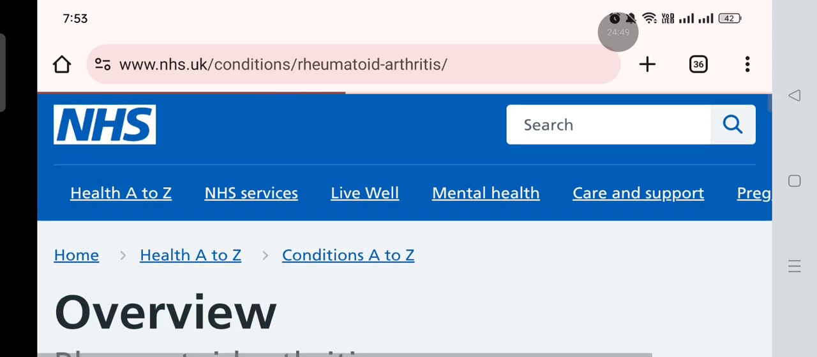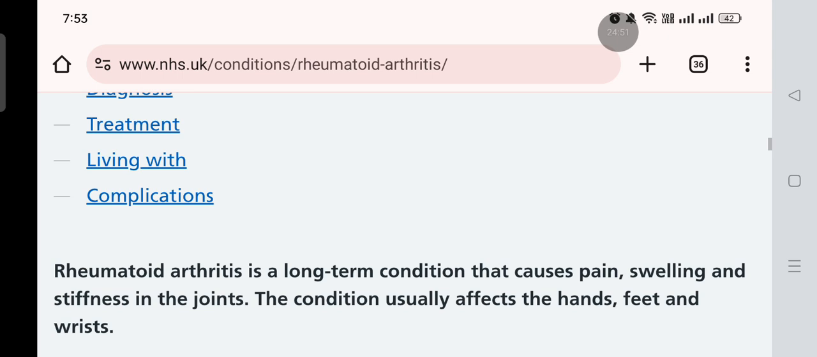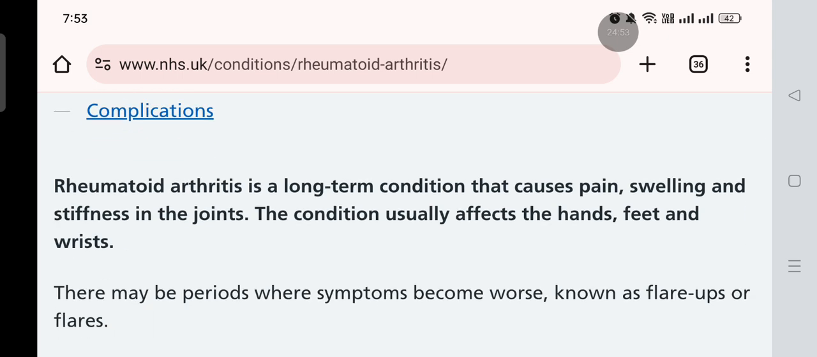If we see more about rheumatoid arthritis, it is a long term condition that causes pain, swelling, and stiffness in the joints. The condition usually affects the hands, feet, and wrists.